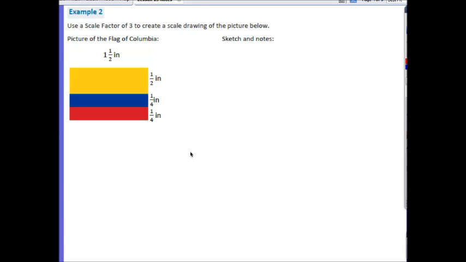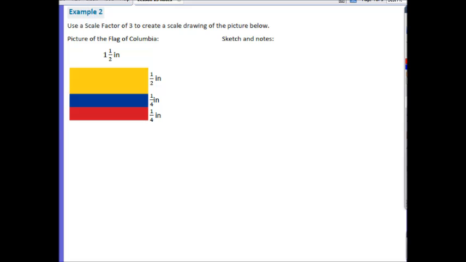It says use a scale factor of 3 to create a scale drawing of the picture. So we have a picture of the flag of Colombia, and they have already measured out the lengths for us. I do want to note that if you are not given the lengths, you are going to need to identify the important aspects of any drawing and measure out those lengths. And then you're going to have to sketch it using a ruler and using the actual lengths if they want you to create the scale drawing.